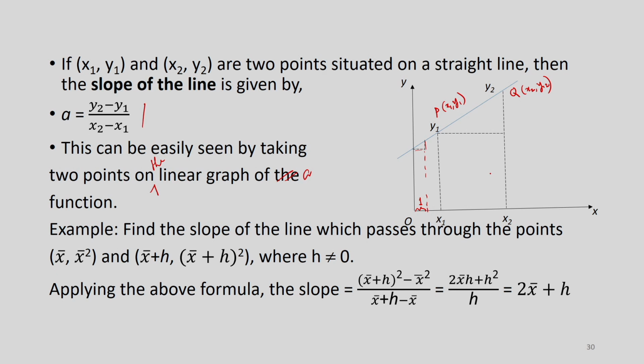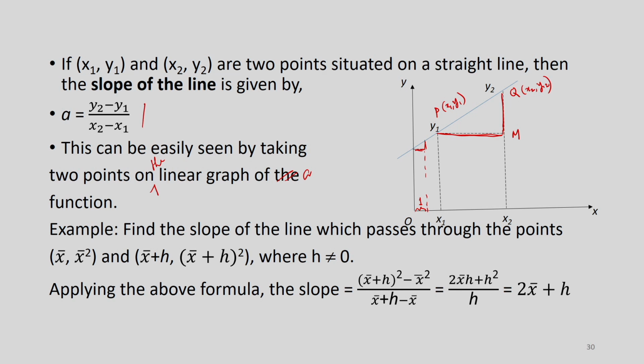So, these two triangles are similar. Therefore, this divided by this will be this divided by this, right. But this divided by this is the slope of the straight line. So, the slope of the straight line will be this portion divided by this portion. But what is this portion? QM divided by PM. What is QM? QM is nothing but y2 minus y1 and PM is nothing but x2 minus x1. So, the slope of the straight line is y2 minus y1 divided by x2 minus x1.